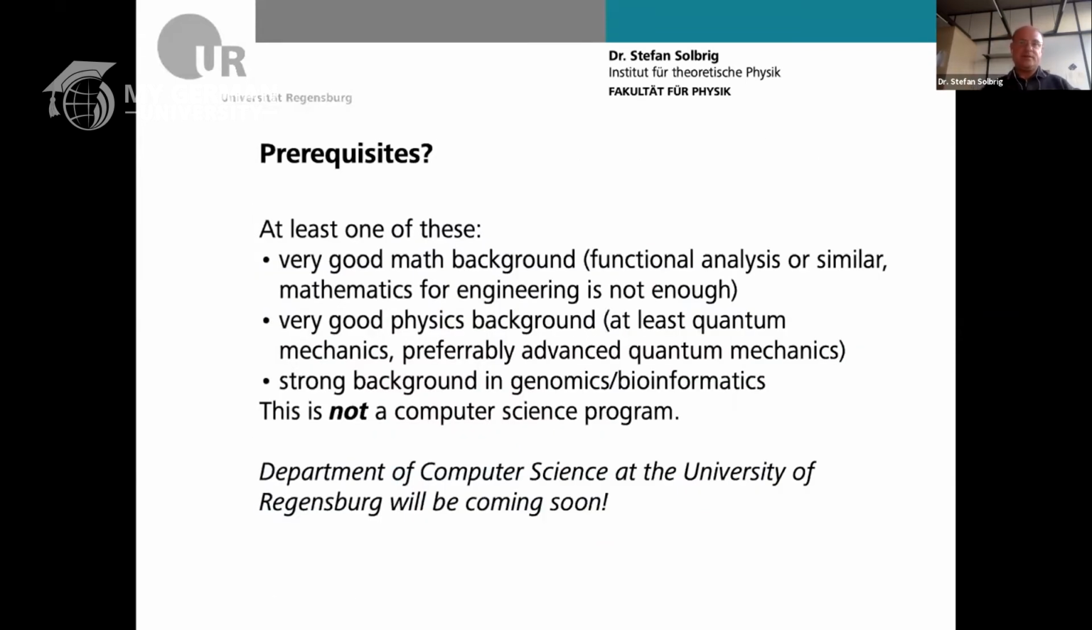As I said, this is not a computer science program. The emphasis is based on science. So as a prerequisite, you require a strong background in at least one of the fields. So either a very good math background, in the direction of functional analysis, and/or a very good physics background, as all computational physics we do in Regensburg is somehow connected to quantum mechanics. Either the strong interactions or the solid state physics, we require a really good background in quantum mechanics. Or if you specialize in the genomics direction, you should come with an already present background in genomics or bioinformatics.